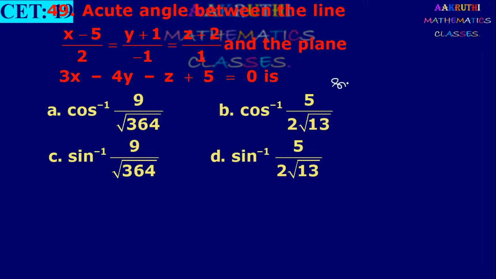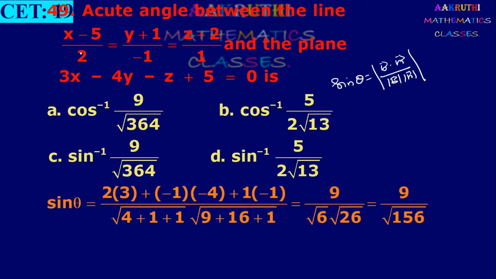So directly we have the formula, that is sin theta equal to modulus of b vector dot n vector divided by magnitude of b vector into magnitude of n vector. That is angle between line and plane. So when we apply the formula, here we get direction ratios of b vector are 2, minus 1, 1 and direction ratios of n vector are 3, minus 4 and minus 1.